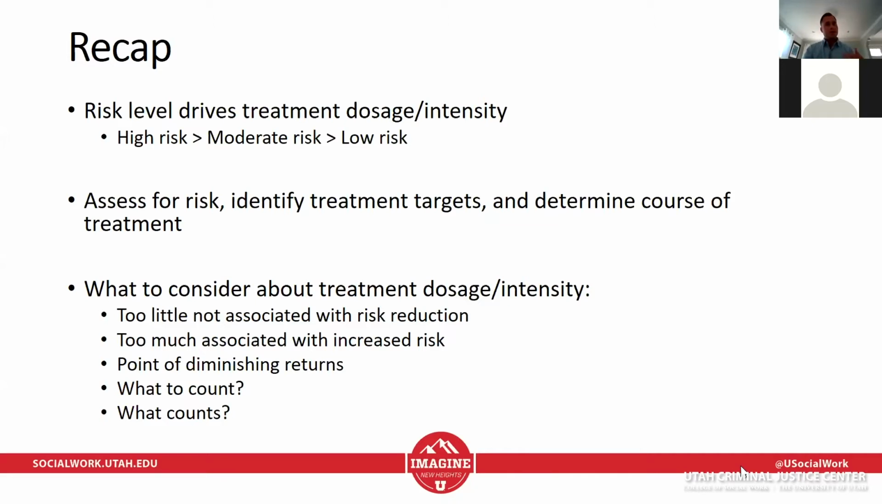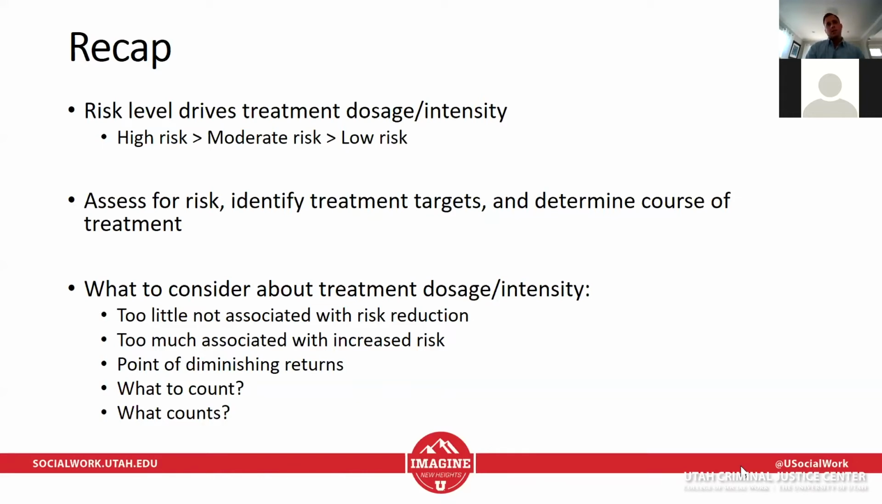Secondly, there is evidence that would suggest that too much treatment may be associated with an increased risk of recidivism. So again, this is important to consider. We don't want to put someone through too many services to the point where it actually has a negative effect, at least in terms of their likelihood of recidivism.